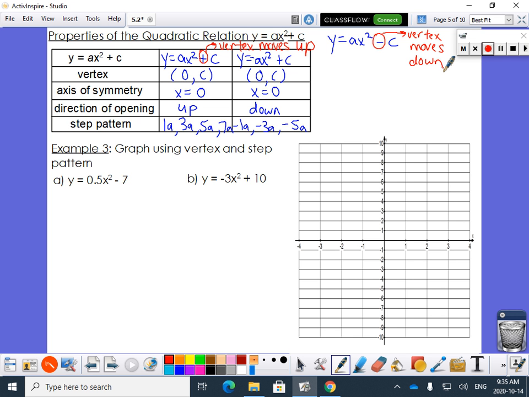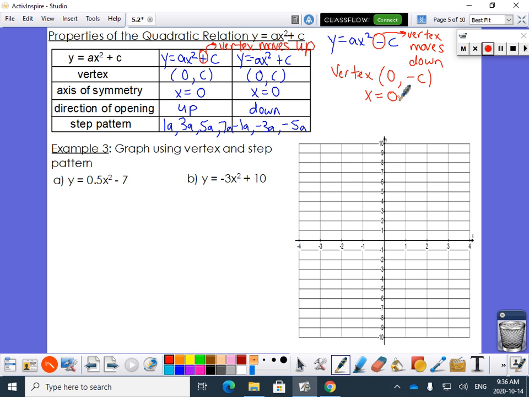And then my vertex is going to be 0 and negative c. Does that make sense? Because before it was 0 and c, because it was positive here. But now the vertex is going to take that negative into it as well. Okay, my axis of symmetry is still x equals 0, because the x value of the vertex is 0.